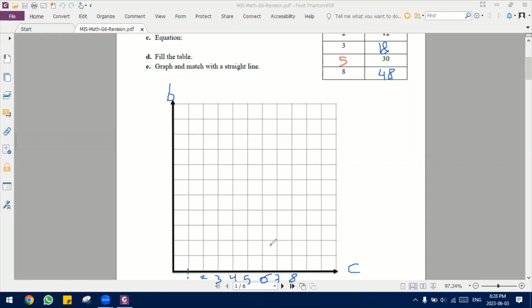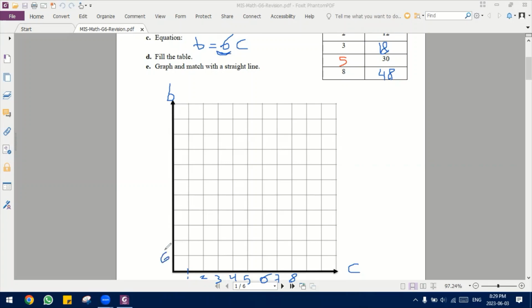Okay, but now what about B? The values are 12, then 18, then 30, then 48. I can't make it one by one. It will be so long on the y-axis. So, as I said, what was the equation? B equal to 6C. For the y value, the dependent, which means B, your step should be equal to the multiplier that we found. So each step for B should be 6.